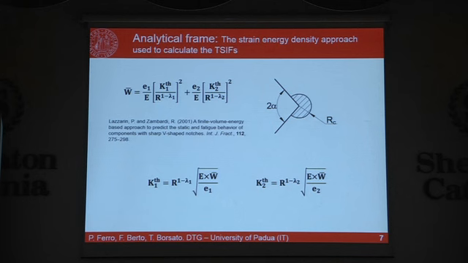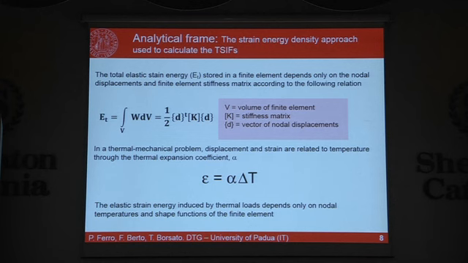What I want to highlight is that by using a reverse formula of the strain energy density averaged over the control volume, it is possible to obtain a new formulation of the notch stress intensity factors, which in turn depends on the numerical values of the strain energy density. This is a great idea because the strain energy density depends only on the nodal displacements and the stiffness matrix of the elements.